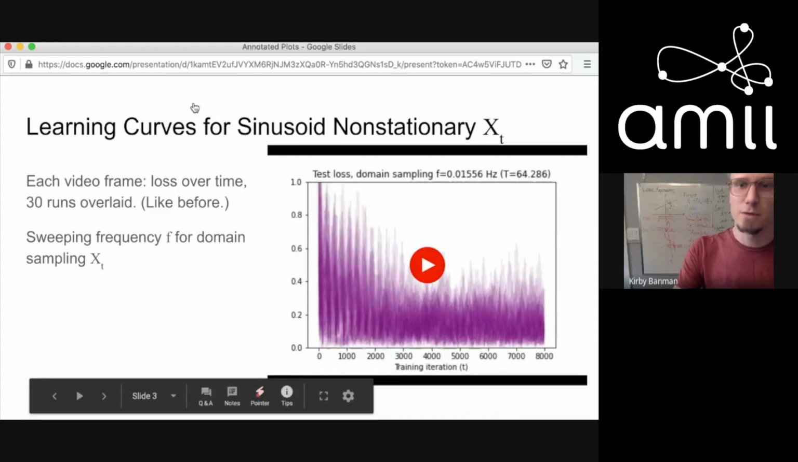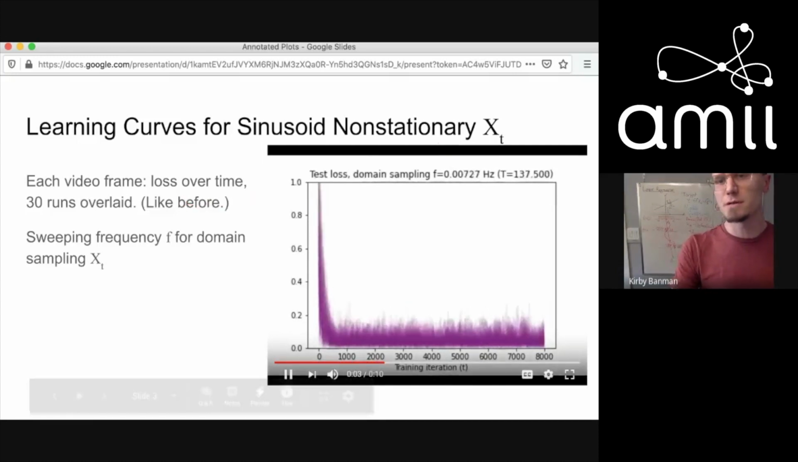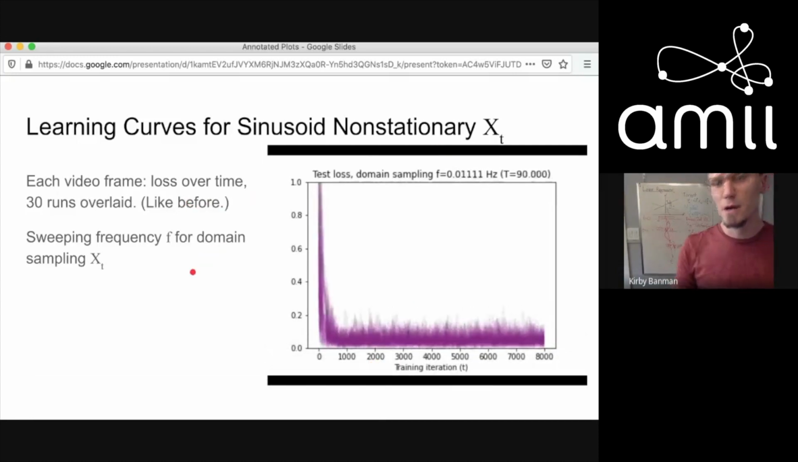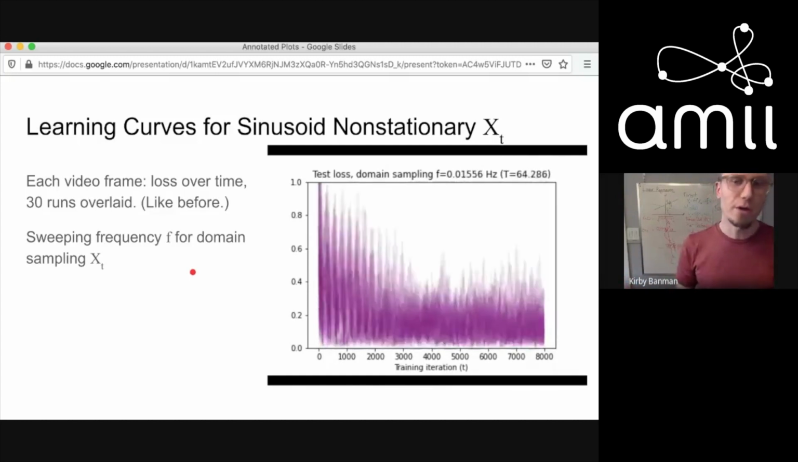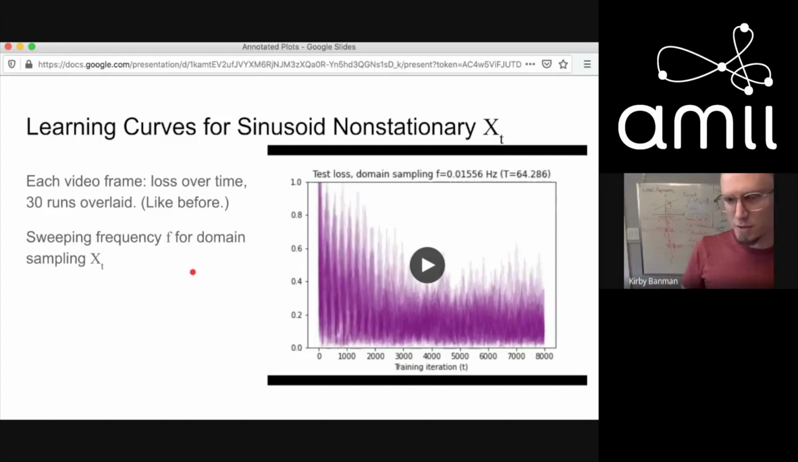I'll just play the video here. So this is the same plot, and we're just sweeping frequencies. You can see the specific values changing in the title. We're sweeping over probably an arbitrary looking range that I chose, but hopefully the behavior that you just saw shows why I chose this range.